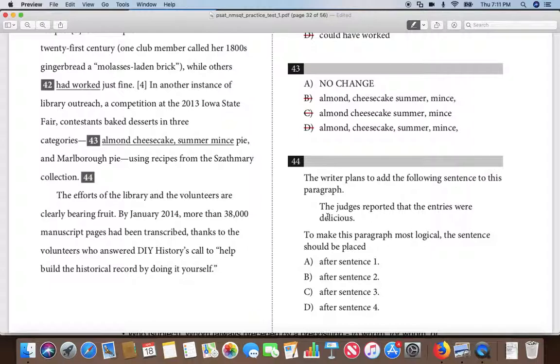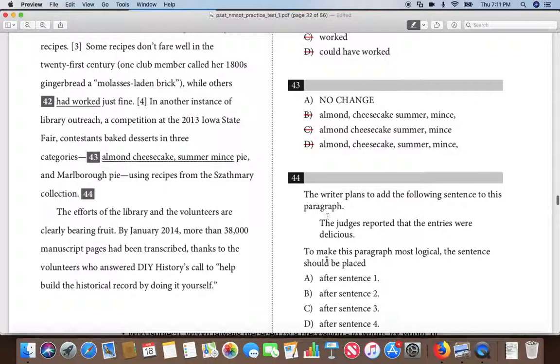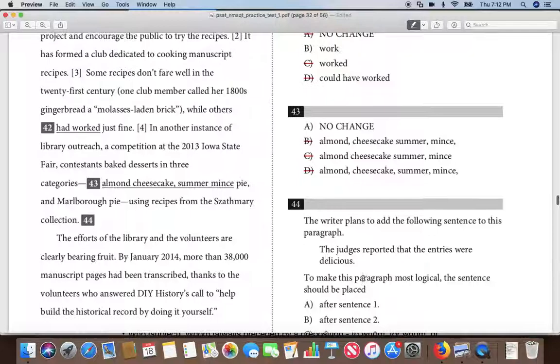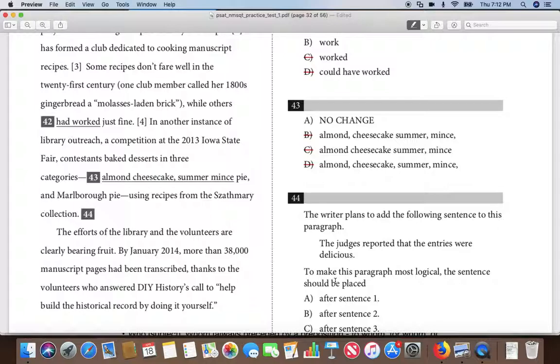Alrighty, so the writer plans to add the following sentence to this paragraph: The judges reported that the entries were delicious. To make this paragraph most logical, the sentence should be placed after sentence one. Let's do the sentence sandwich method. You read sentence one, then the sentence in question, and then sentence two. Okay? All right, let's do sentence one.